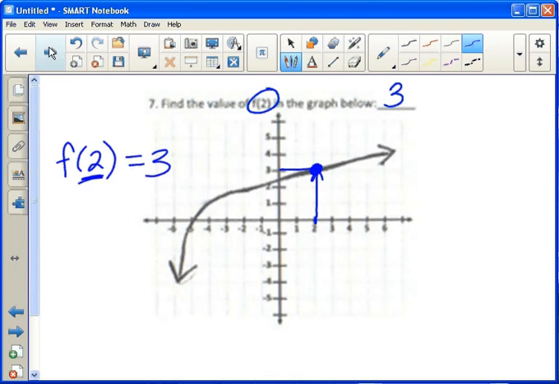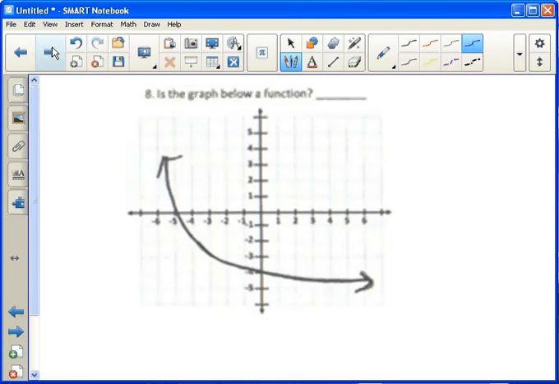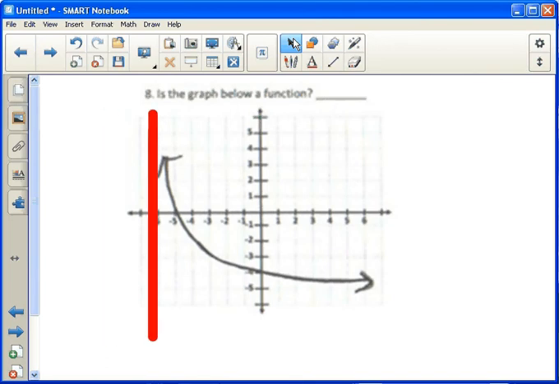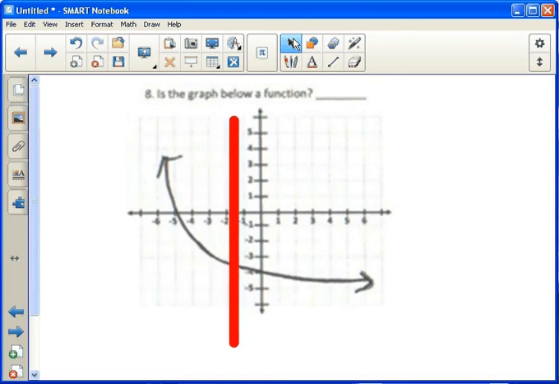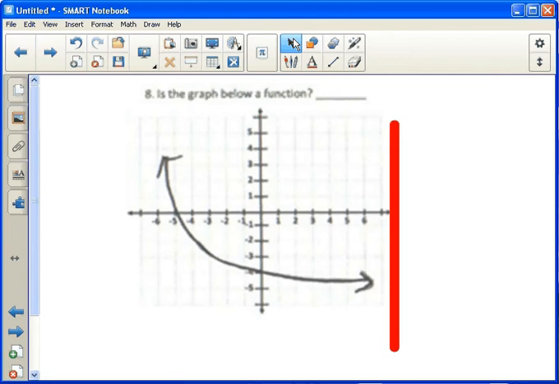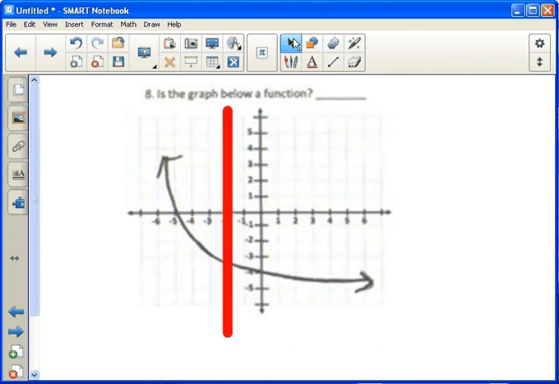Is the graph below a function? Okay, to do that we need to use the vertical line test. So I'm going to make a vertical line, and we're going to pass over. As long as we only hit one point at a time, it is a function. So indeed, this is a function. We only ever hit one point at a time as we pass a vertical line over it. We're never hitting more than 1 point at a time. So this is a function.